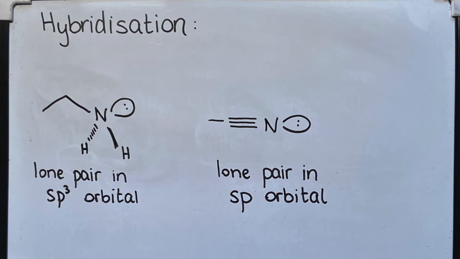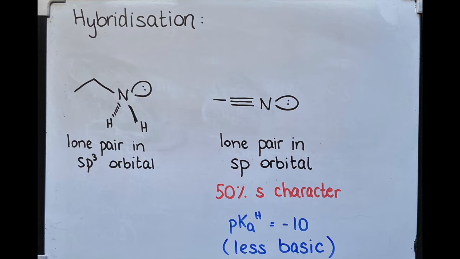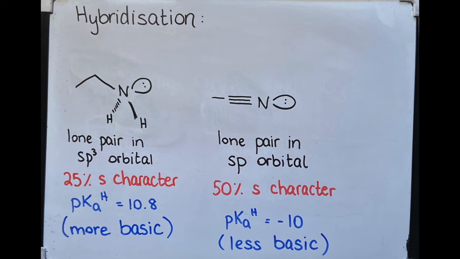Related to this, hybridization can also affect base strength. A lone pair in an sp orbital with increased s character and therefore increased electronegativity will be far less available than a lone pair in an sp3 orbital with less s character and decreased electronegativity. The presence of an adjacent pi system can reduce the lone pair availability as a result of delocalization effects.